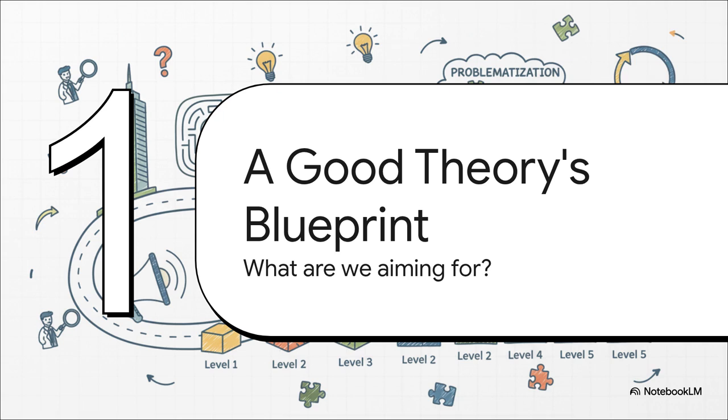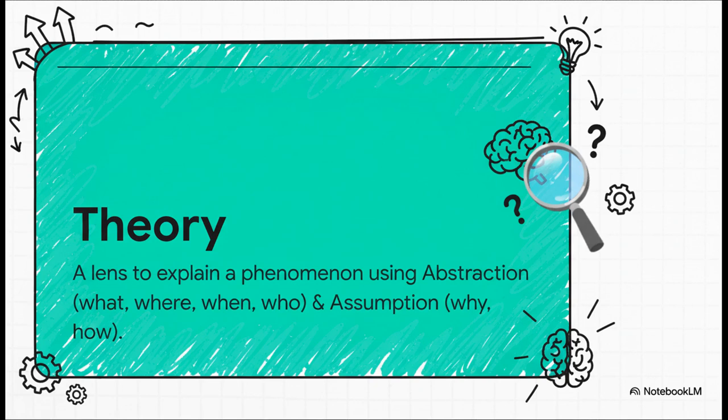What makes a theory a good theory in the first place? Well, at its core, a theory is just a lens that helps us see the world a little more clearly. And it really boils down to two key parts. First, there's abstraction. This is all about setting the boundaries, the what, who, where, and when of whatever you're studying. And then there's assumption. This is the engine of the theory. It's the why and the how it all works.